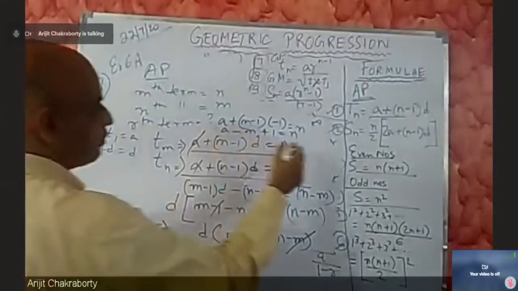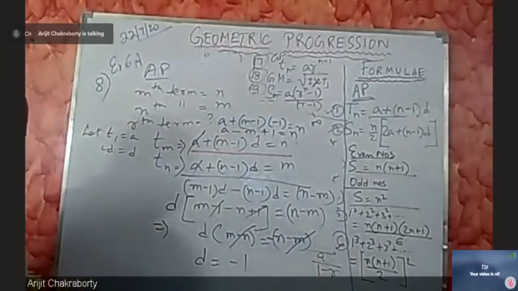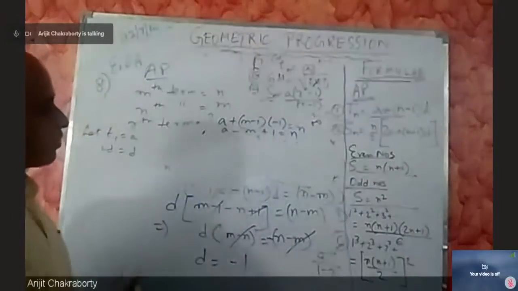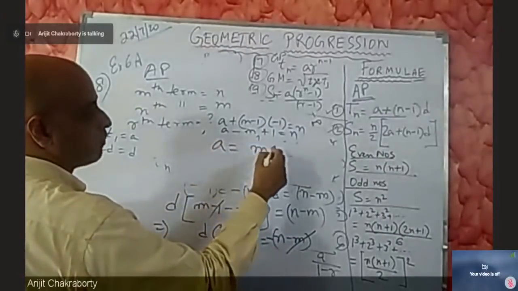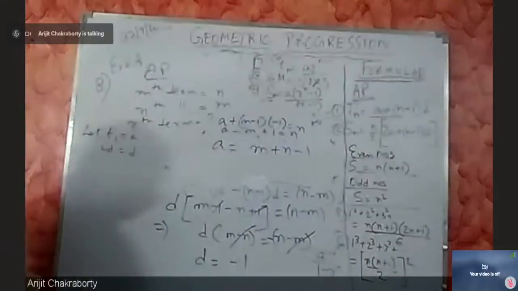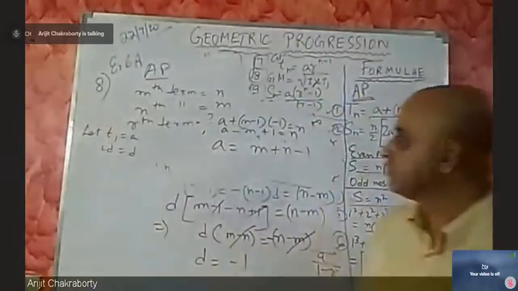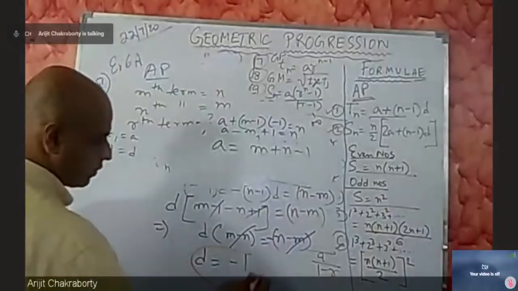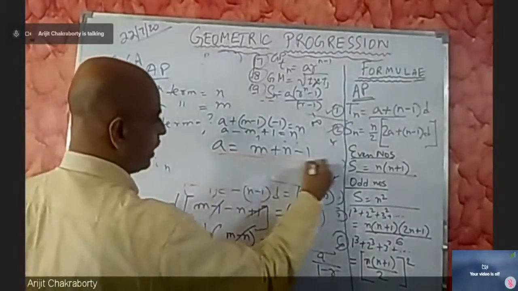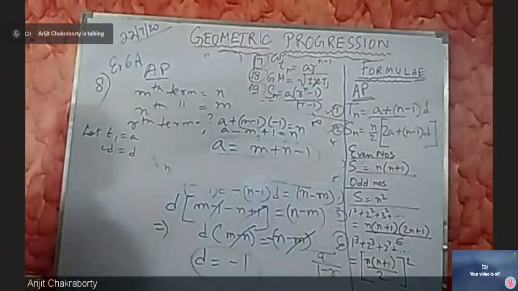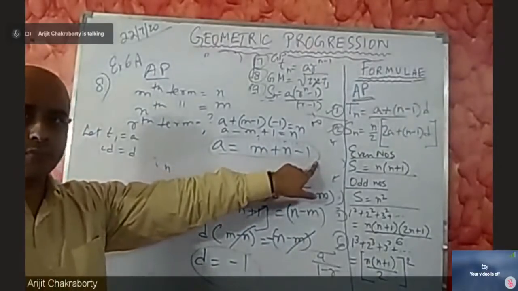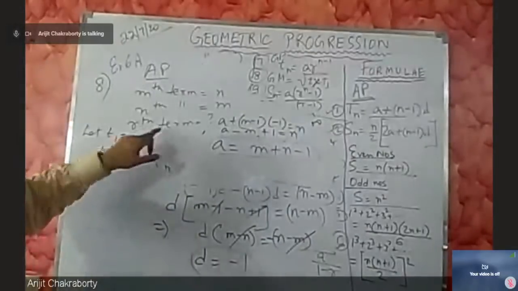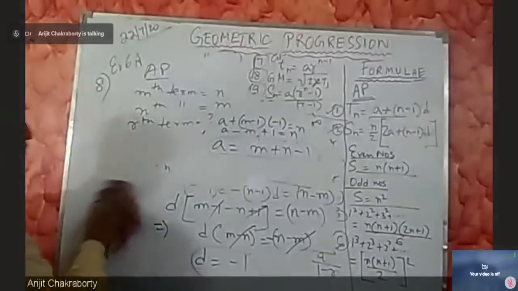In other words, from here, just see what is the value of A. A becomes M plus N minus 1. So we have got the value of D. D is minus 1. And we have also got the value of A. A is equal to M plus N minus 1. D we have got, A we have got. Now we have to find the rth term. What is the rth term?